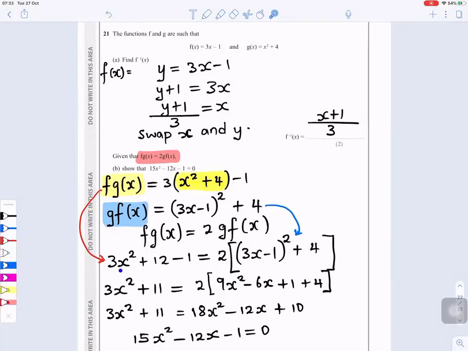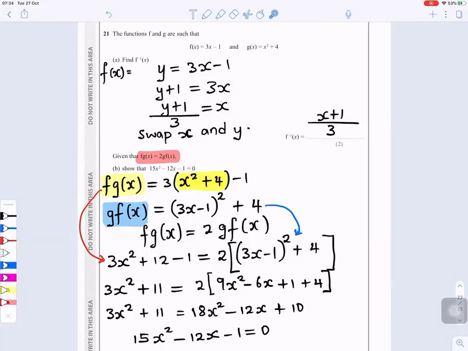So fg of x is 3x squared plus 12 minus 1, I've expanded it. fg of x is equal to gf of x, that's gf of x there, and there's the 2 in front, which is given in that equation. Now 3x squared plus 12 minus 1 is 11, equals 2 bracket. You expand 3x minus 1 all squared, which gives you 9x squared minus 6x plus 1, plus the 4. Now you remove the bracket. 2 times 9 is 18, that gives you 18x squared. 2 times 6 is minus 12x. And 1 plus 4 is 5, 5 times 2 gives you 10.